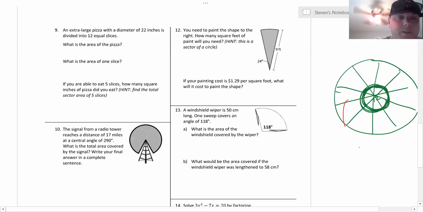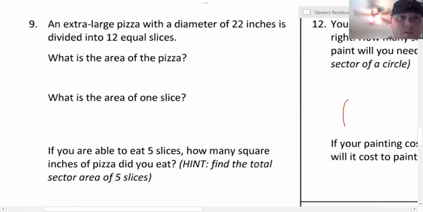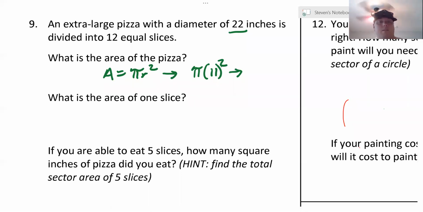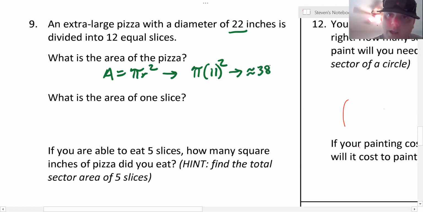So it says, what's the area of the whole pizza? We're going to need that information when we do the one slice. The area of the whole pizza is pretty basic, because it's just pi times radius squared. So all I need is the radius. If the diameter is 22, then the radius is 11. So that's pi times 11 squared, which is 121. Punch in 121 times pi, and that gives me 380.1. So approximately 380.1 square inches is the area of the pizza.